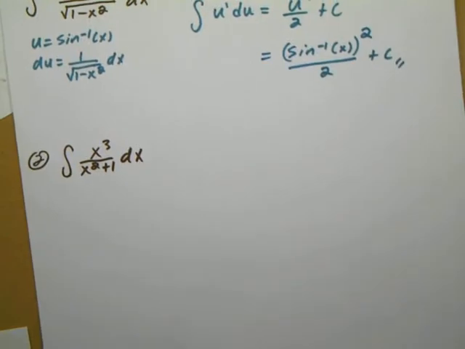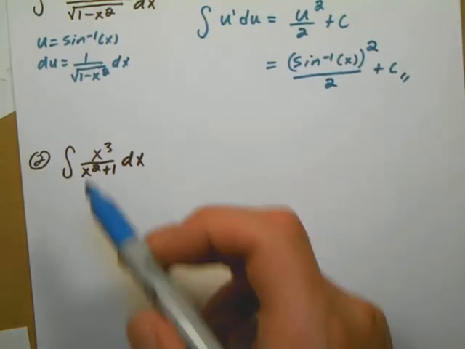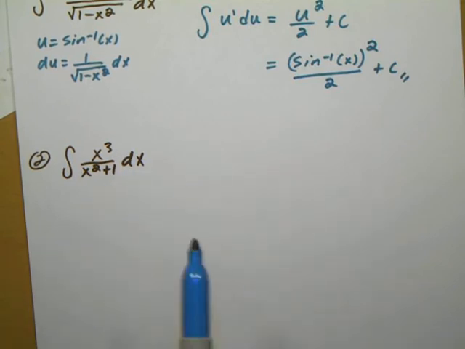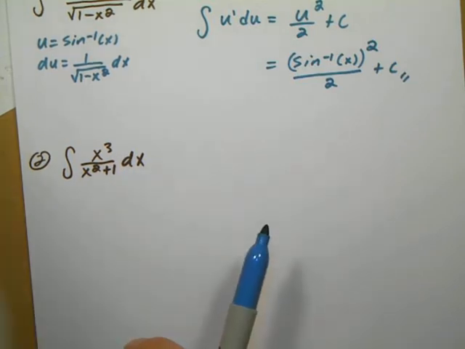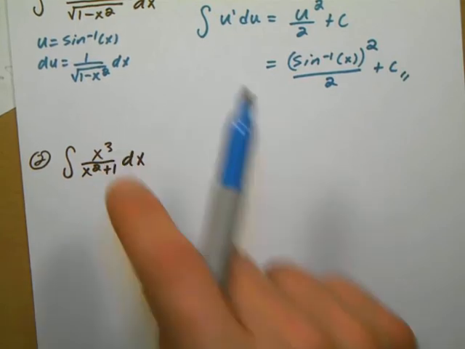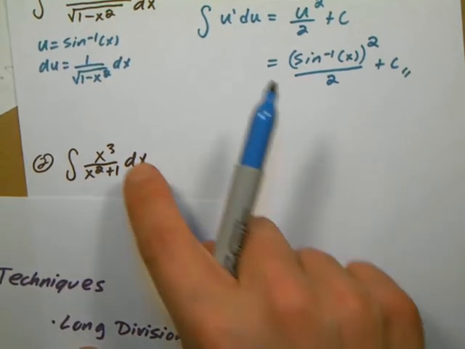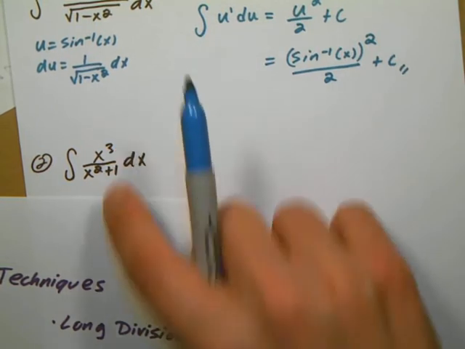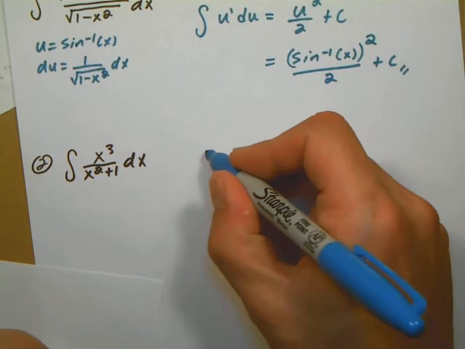Right, number 2, I have the integral of x to the third over x squared plus 1. The first thing I notice is that I have a bigger term in the numerator, a bigger power in the numerator. So that means I can do a long division, because I can divide a bigger term by a smaller one. So long division is what I'm going to do.